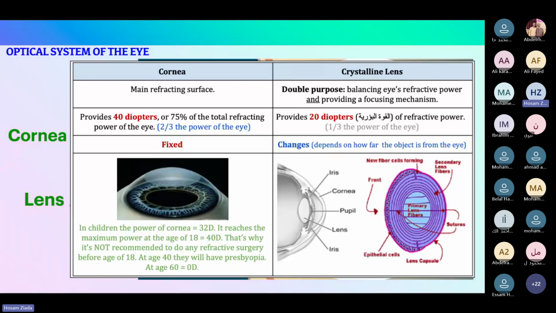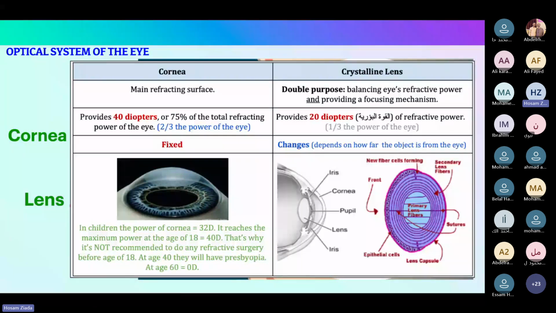I told you that the lens is from 14 to 16 diopters, and in this slide I wrote 20 diopters. It's an average, but it may change because of the refractive or accommodative power of the eye. So the refraction of the lens is changeable, but the refraction of the cornea is fixed. This is another piece of information to know. The double purpose of the crystalline lens is, firstly, the refraction of the light, and secondly, a focusing mechanism to make the person able to see near objects.